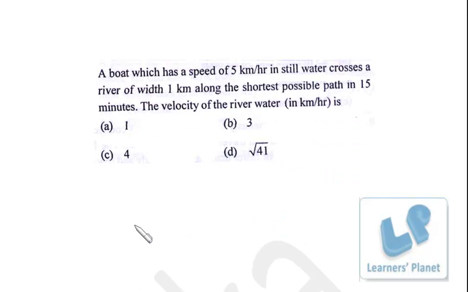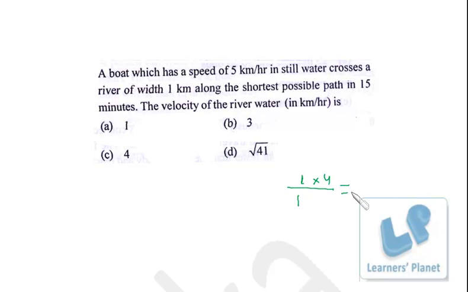Now this problem. A boat which has a speed of 5 km per hour in still water crosses a river of width 1 km along the shortest possible path in 15 minutes. What is the velocity of the river? See here, what is the distance that it has to cover? That is 1 km. So distance by speed is equal to time, or speed is equal to distance by time. Distance is 1 km and time is 15 minutes. I convert this 15 minutes to hours, so that's 1 by 4 hour.